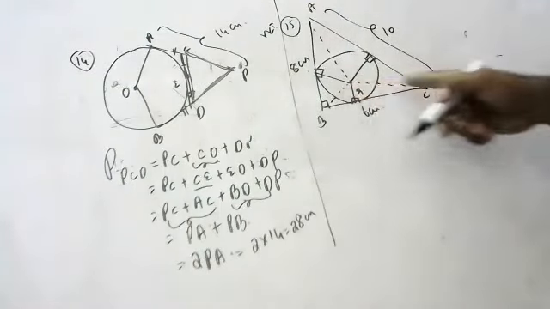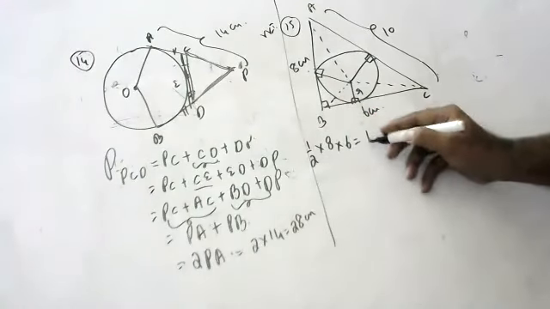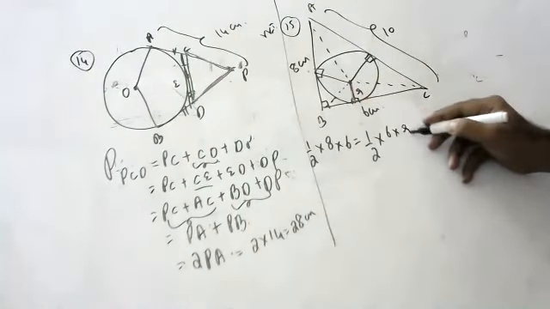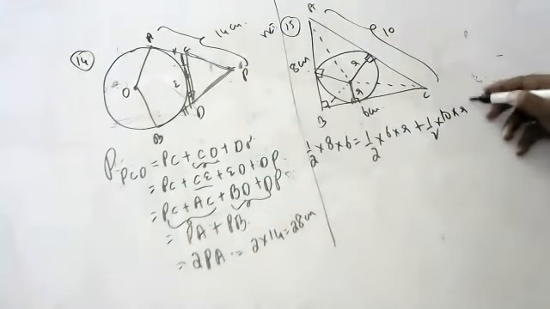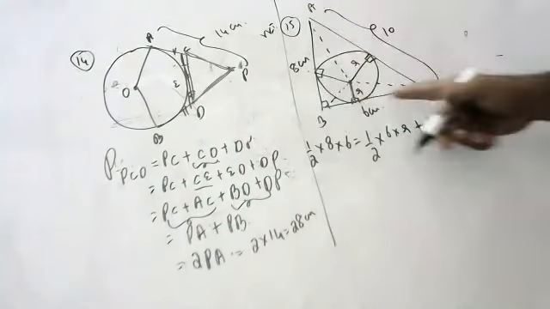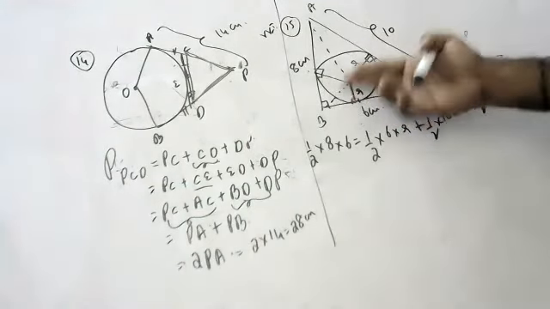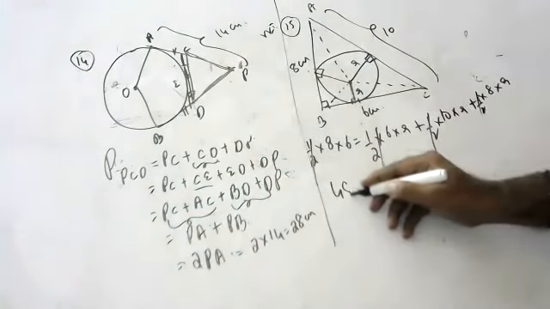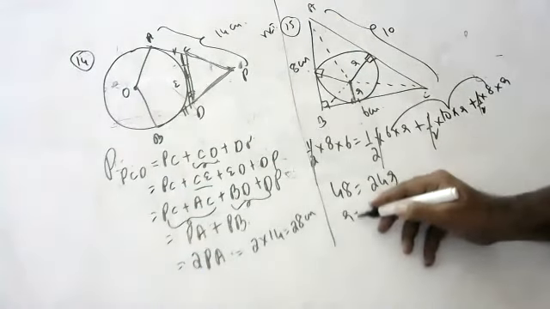Now, children, what is the big right angle triangle area? Half into base into height: half into 6 into 8, which is 24. The big right angle triangle area is equal to this plus this plus this: half into 6 into R plus half into 10 into R plus half into 8 into R. So 24 is equal to 3R plus 5R plus 4R, which is 12R. R is equal to 2 centimeters.